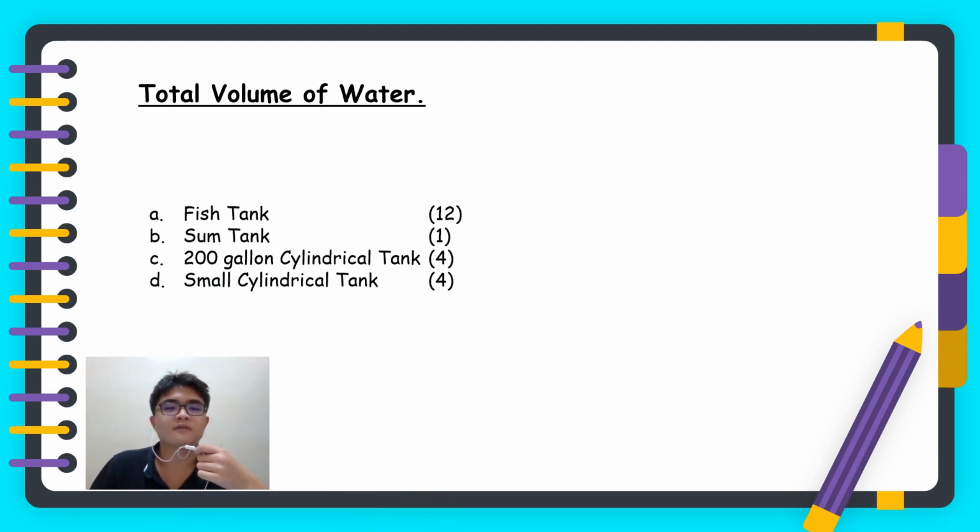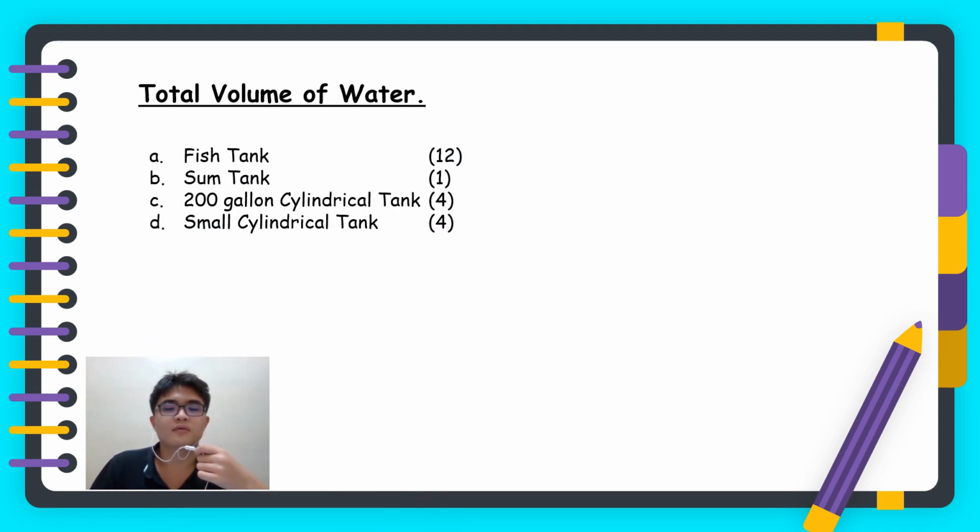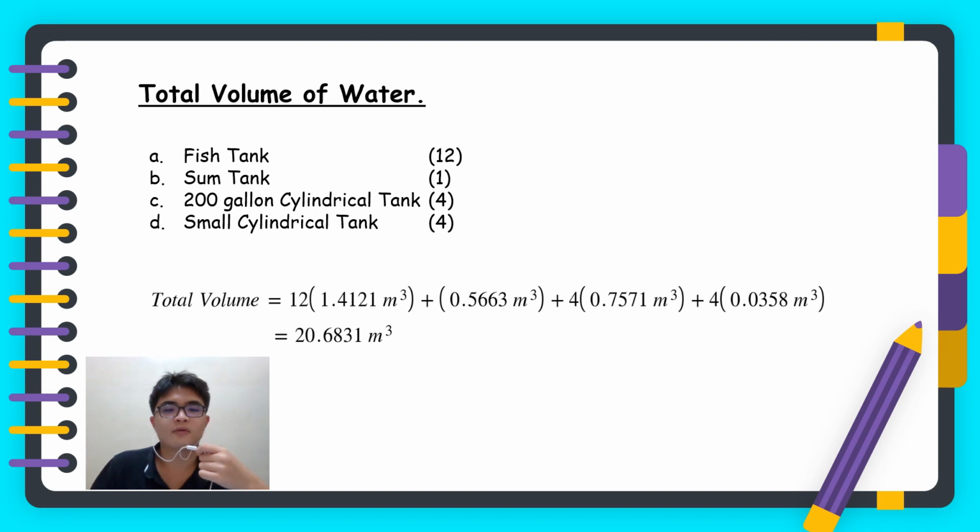Okay, so after we calculate the volume of water from each tank, now we need to determine the amount of each tank in this system. From the surveying, we know that we have 12 fish tanks, 1 sump tank, 4 200 gallon cylindrical tanks, and also 4 small cylindrical tanks in this recirculation aquaculture system. And finally we just multiply by the volumes, and we get the total volume of water in the whole system to be 20.6831 meter cube.